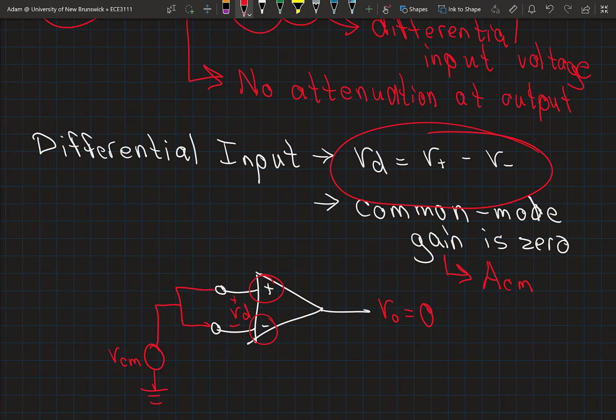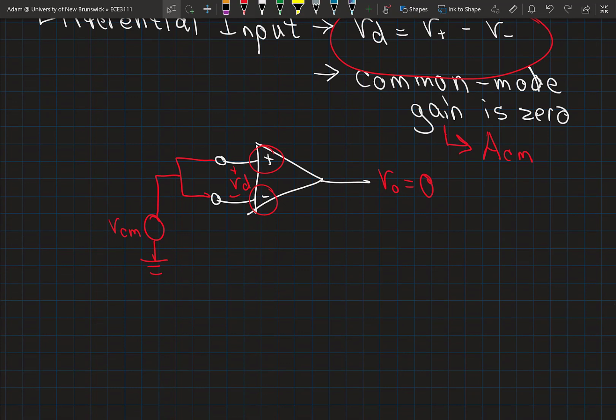Okay, this has very beneficial implications in environments where there is noise, maybe electromagnetic interference, that both inputs may be subjected to. The nature of this differential input and this common mode gain that's 0 will eliminate the noise from the desired signal. Okay.